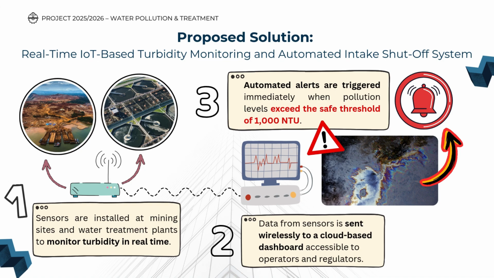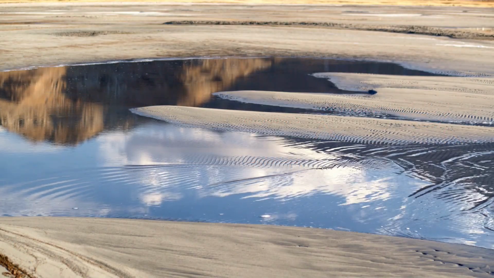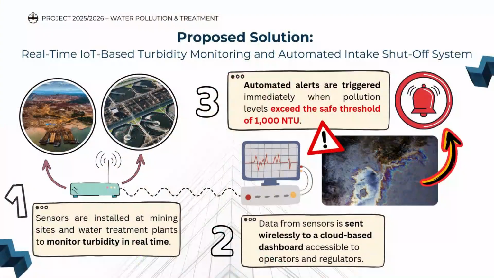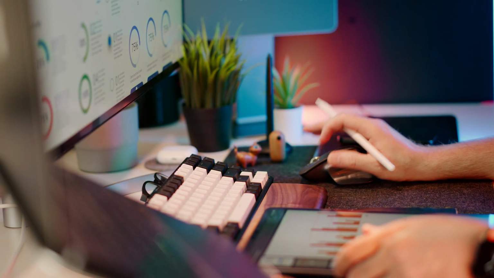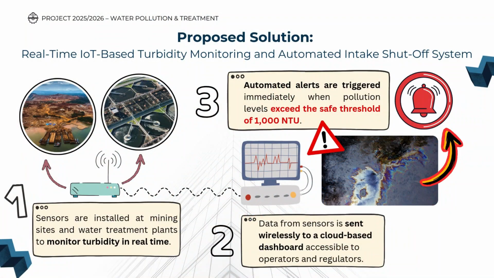First, IoT-enabled turbidity sensors are installed at two critical points: the discharge outlets of sand-washing ponds and the raw water intake of treatment plants. These sensors continuously monitor water clarity and turbidity in real time. Second, the sensor data is transmitted wirelessly to a secure cloud-based dashboard. This platform provides live information to mining operators, water authorities such as Ranhill SAJ, and the Department of Environment, ensuring that all stakeholders have access to the same data simultaneously.